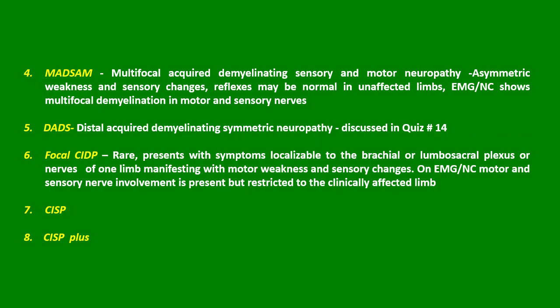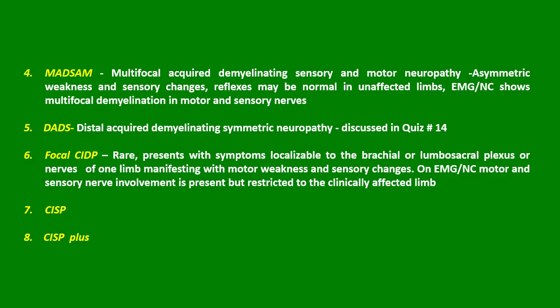Number 4 is MADSAM, or multifocal acquired demyelinating sensory and motor neuropathy. This shows asymmetric weakness and sensory changes. Reflexes may be normal in the unaffected limbs. EMG and nerve conduction studies show multifocal demyelination in motor and sensory nerves. Number 5 is DADS, or distal acquired demyelinating symmetric neuropathy. This is discussed in quiz number 14.